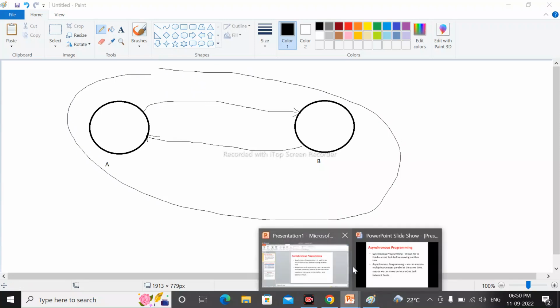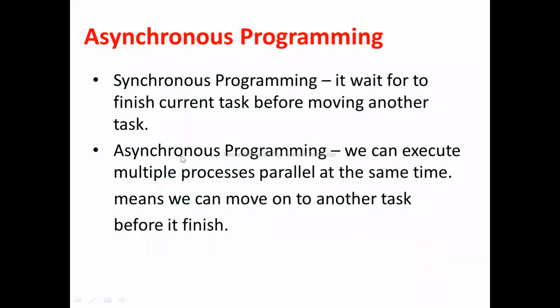After that, what is meant by asynchronous programming? In asynchronous programming, we can execute multiple processes in parallel at the same time, meaning we can move on to another task before it finishes. This is asynchronous programming.